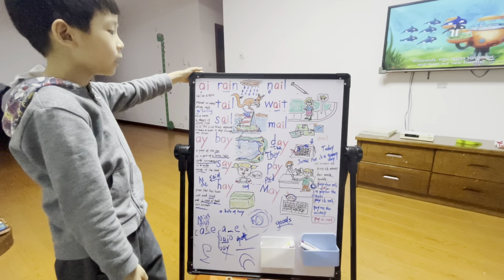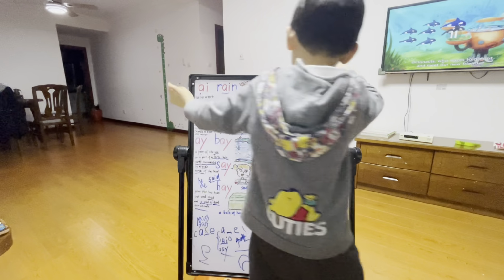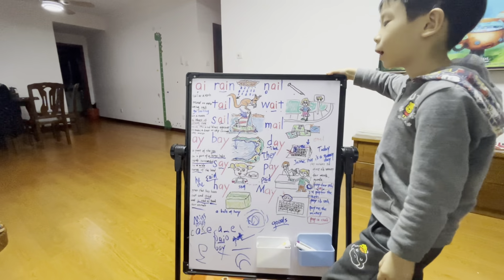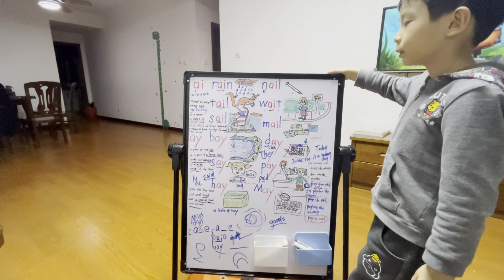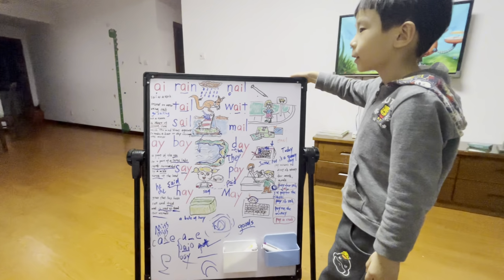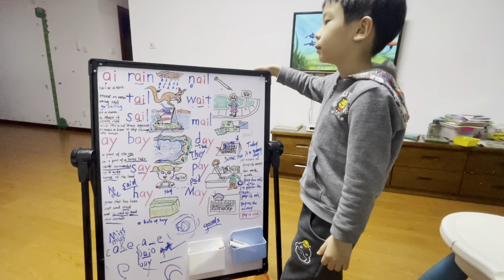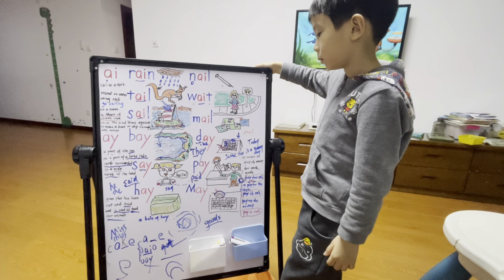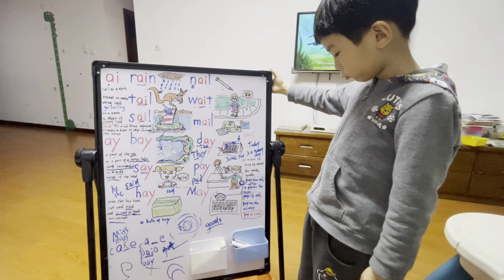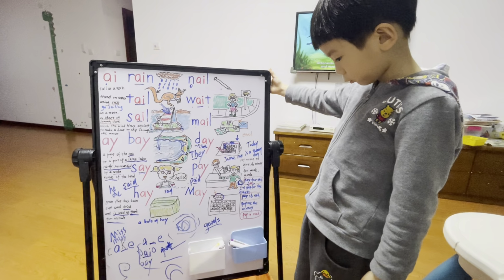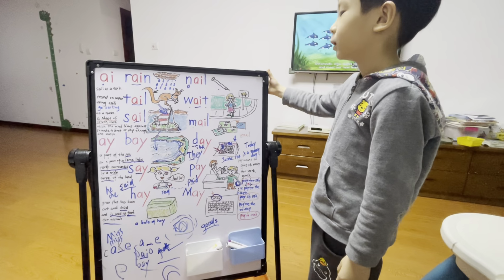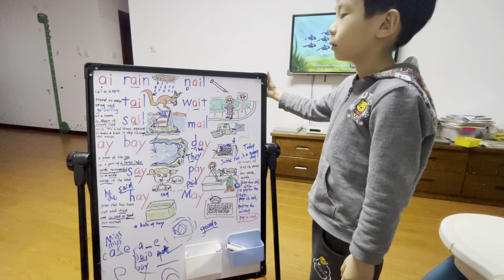Tail. Make a sentence. The kangaroo has a big tail. Yeah, the kangaroo has a big tail. Squirrel. The squirrel has a big tail too.